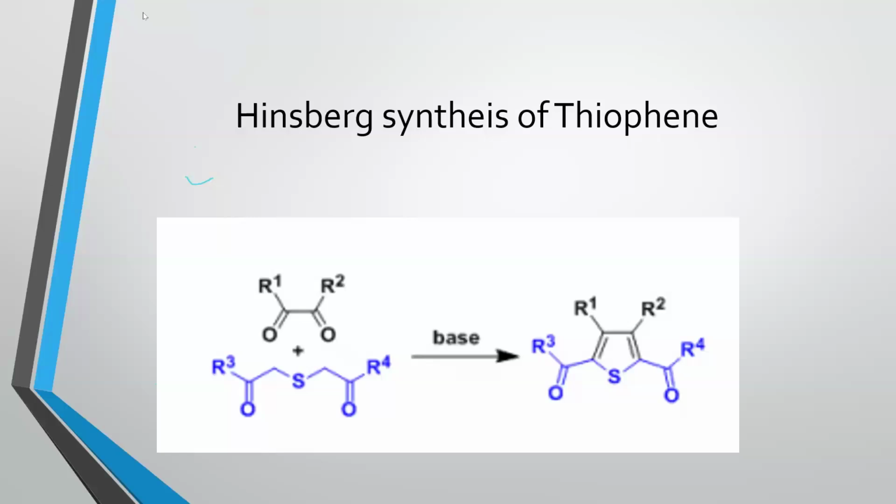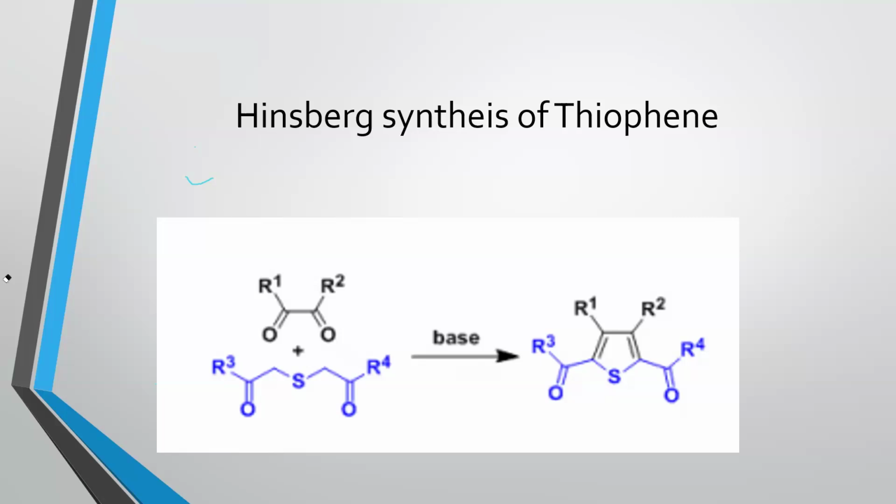Now that was for the Paal-Knorr synthesis. Furan is synthesized by Paal-Knorr synthesis, and there is one more naming reaction for the synthesis of furan. Can you name that? I haven't included it because I want to ask you guys. Which naming reaction is that for furan? Feist-Benary synthesis. Yes, very good, Feist-Benary synthesis.